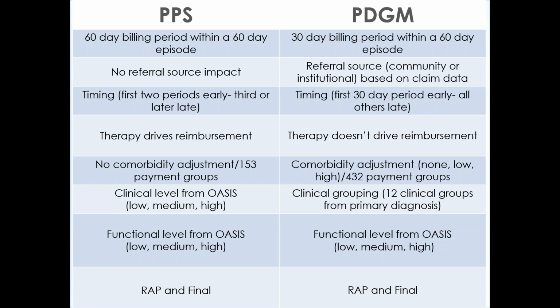Clinical groupings. Currently we have the clinical aspect that makes up our HIPPS score, and it uses the diagnoses plus many of our OASIS questions like wounds and pain and shortness of breath. In the PDGM model, the only thing that's going to count is the principal diagnosis, which will determine that clinical grouping and where the patient will be assigned.